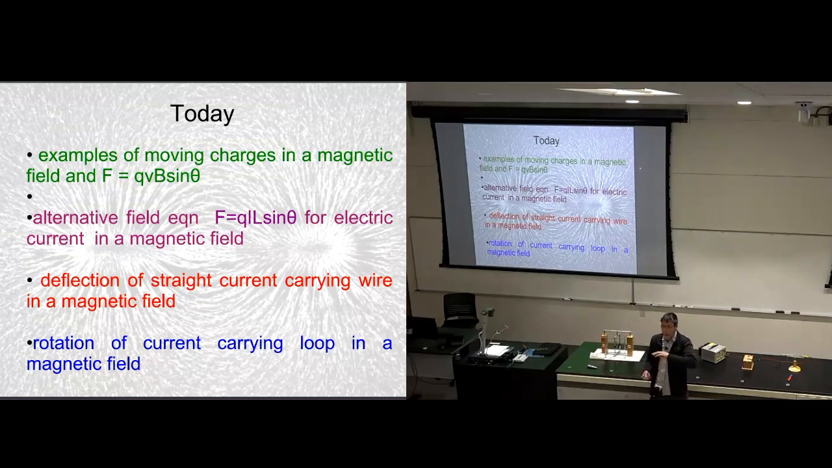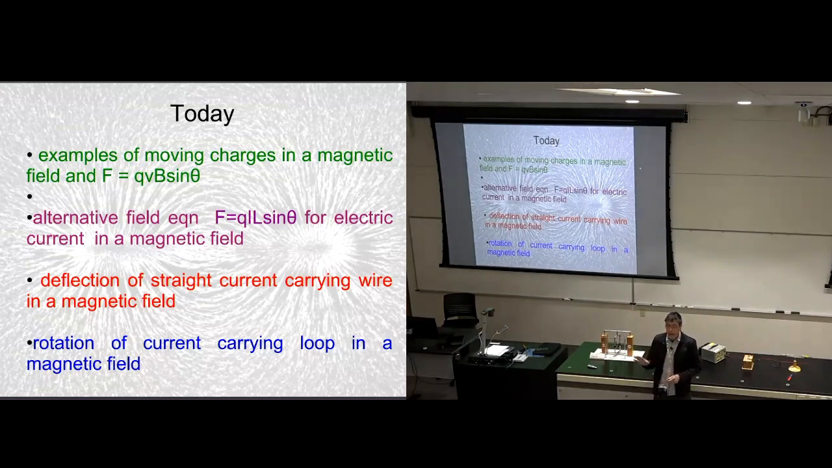I'll show you a couple of problems, a couple of examples involving the field equation for a single moving charge. So that'll be the first part of the class. I'll then show you an alternative version of the field equation for not a single moving charge, but an electrical current, a collection, a flow of charge.